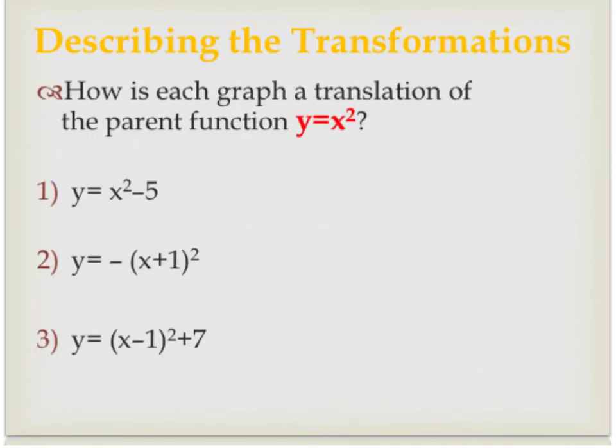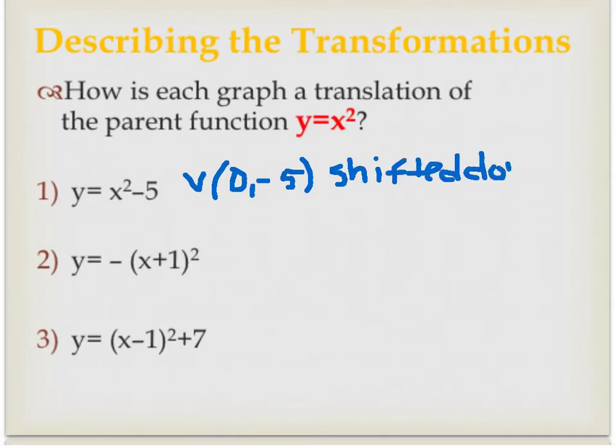Alright, so now I just want to describe the transformation that has happened from our parent function y equals x squared. So what do we do to y equals x squared to get to the current function that is shown here? Well, y equals x squared minus 5. That means k is negative 5, right? So my vertex is sitting at 0, negative 5. And what does negative 5 mean on the y coordinate of my vertex? Well, that means I shifted down 5 units, right? So I shifted down 5 units. Part of my bad handwriting.